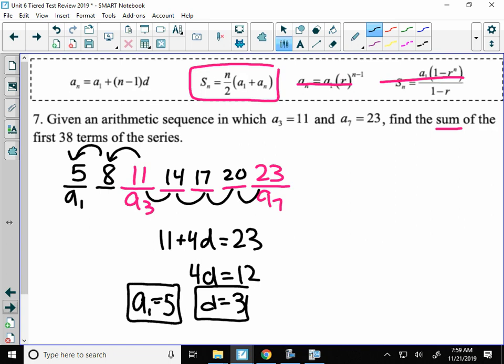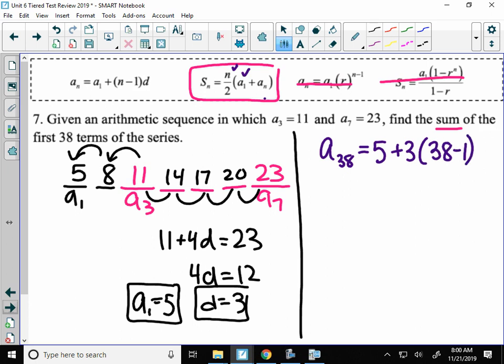Now you have to pick your method. It doesn't matter to me whether you use sigma or S sub n. Either one is fine. I'll do S sub n first, and then I'll do sigma real quick, and you can choose which one you like better. If I'm going to use S sub n here, I know the n is going to be 38. I know the first term. I don't know a sub n, so I need to find the 38th term. So I will take the first term, which is 5, plus our common difference times 38 minus 1. And that will give me 116.